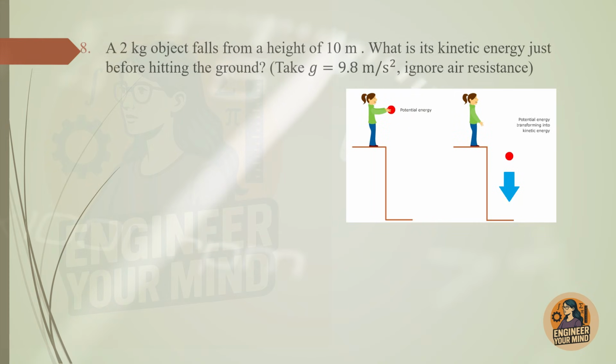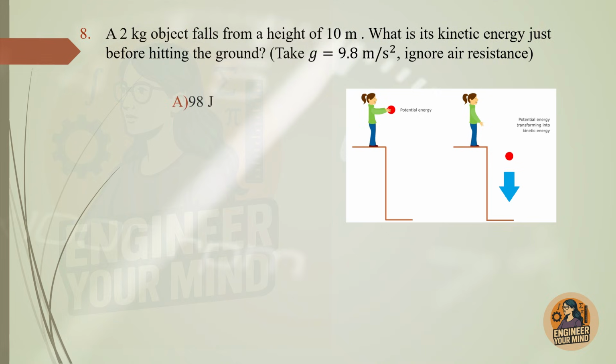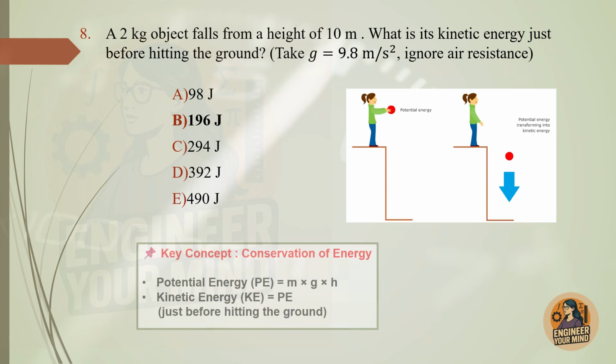Let's solve this physics question step by step. A 2 kilogram object falls from a height of 10 meters. We are asked to find the kinetic energy just before it hits the ground. Step 1. Recall the principle of conservation of energy. When an object falls under gravity, its potential energy at the top is converted into kinetic energy just before it hits the ground. The potential energy at the top is given by the formula PE equals m times g times h, where m equals mass, g equals acceleration due to gravity, 9.8 meters per second squared, h equals height.